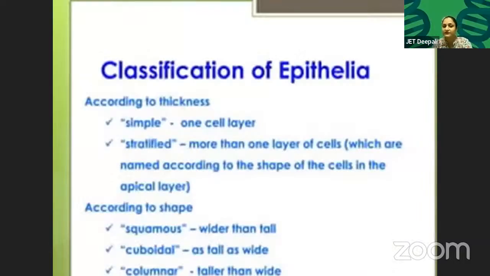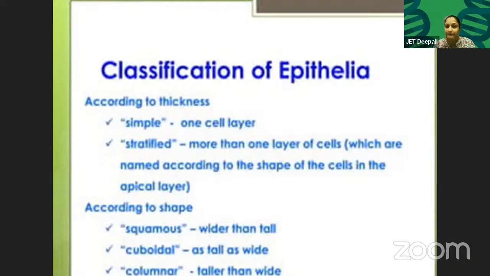Next, classification of epithelia. According to thickness, simple means 1 layer. Stratified means more than 1 layer of cells. Simple means there is only 1 layer of cell. Squamous, if only 1 layer. Cuboidal, if only 1 layer. Simple cuboidal. Simple columnar, if only 1 layer.